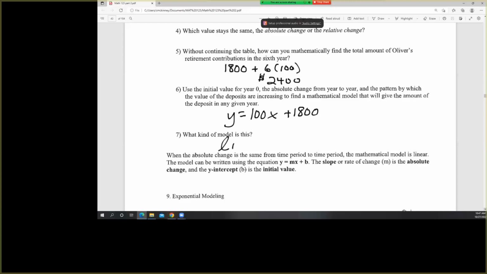What did you say about number 4 again? So it's not hard. The absolute change is what stays the same. So when you look at the table, is the absolute column the same all the way down, or is the relative column the same all the way down? The absolute.